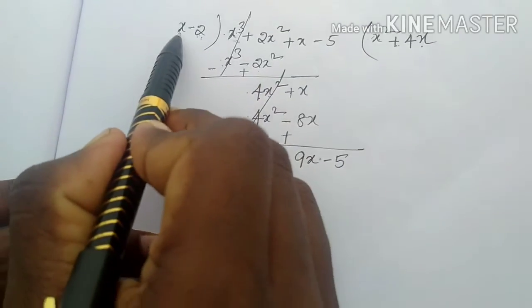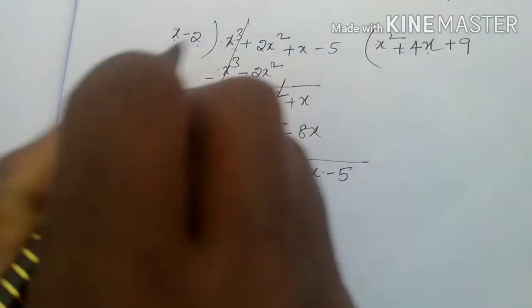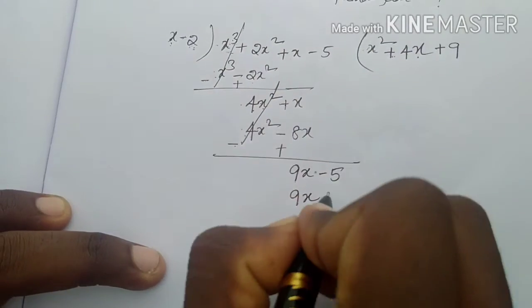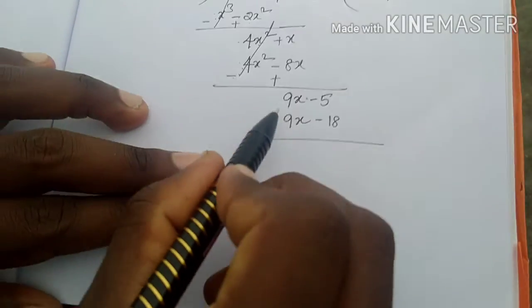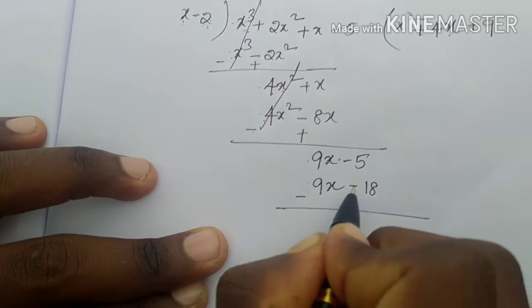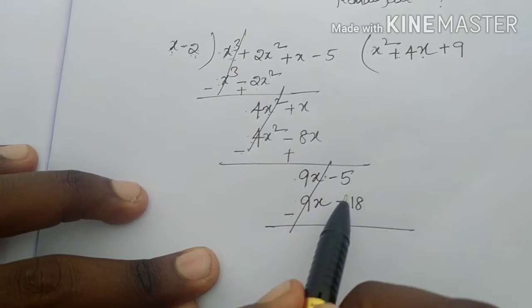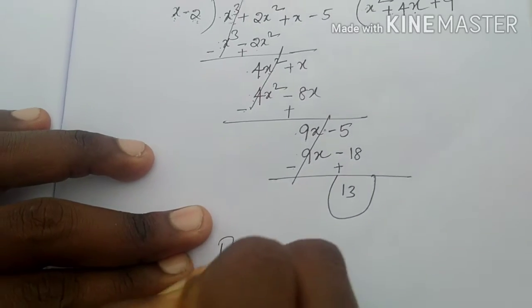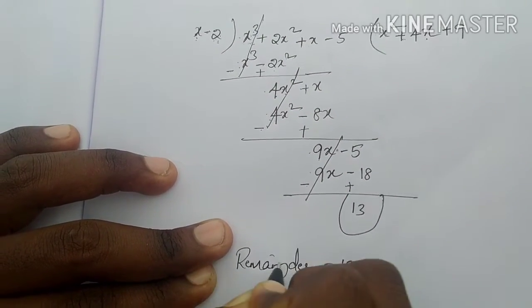Again, here we have x and here 9x, so this must be multiplied with 9. X into 9 becomes 9x. Minus into plus becomes minus, and 2 into 9 becomes 18. Again plus and plus, so we go for subtraction: plus becomes minus, minus becomes plus. Plus 9x minus 9x gets cancelled. 18 minus 5 becomes 13. Now we got the remainder: 13. The remainder is equal to 13.